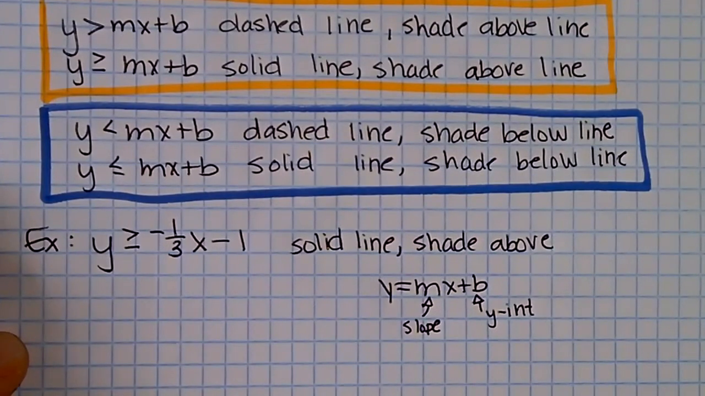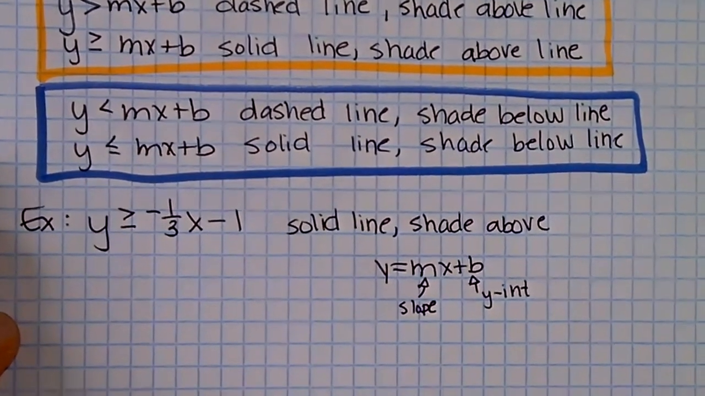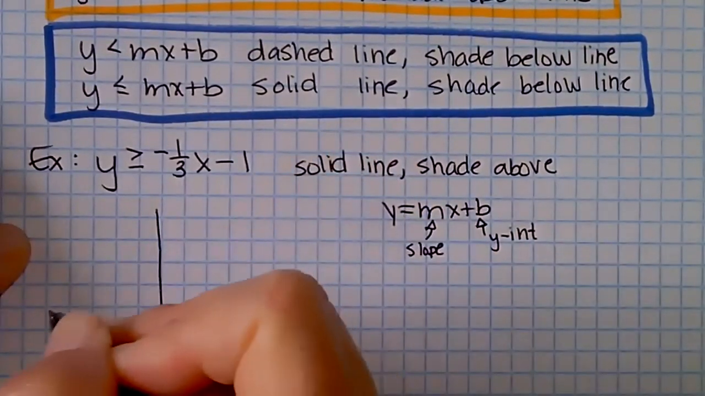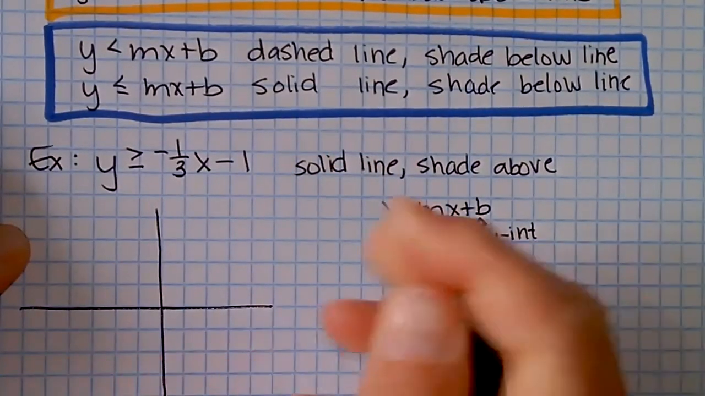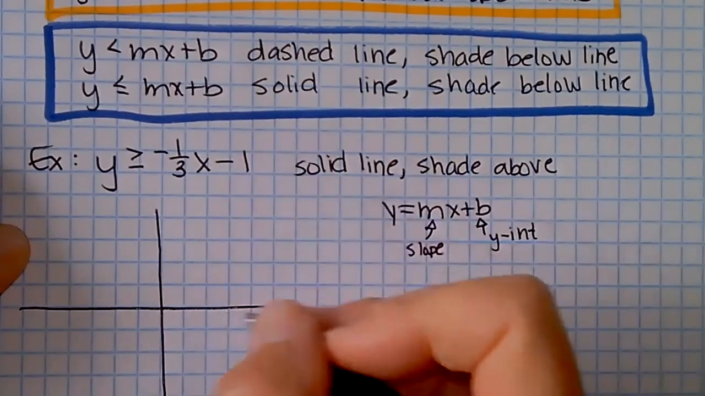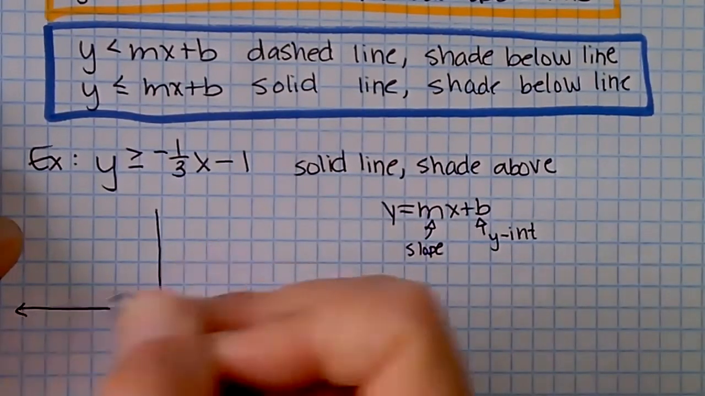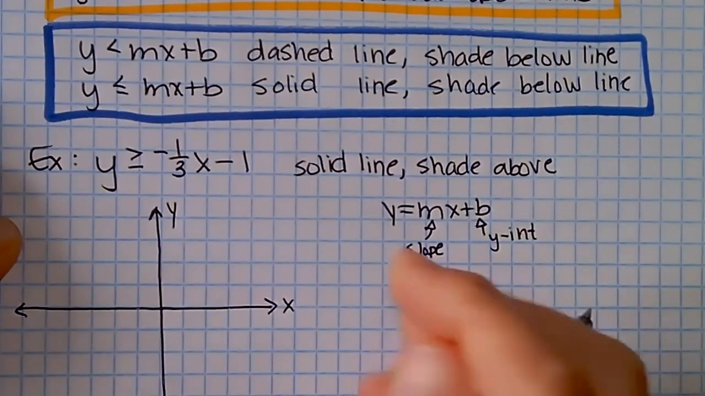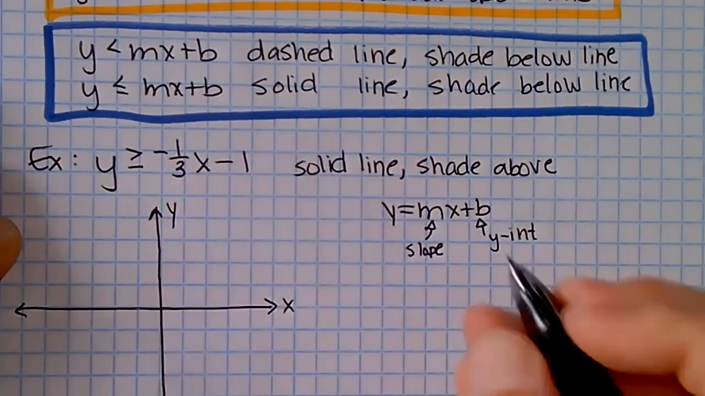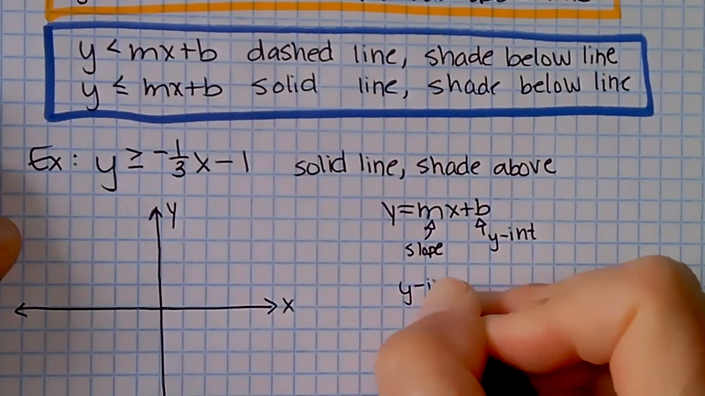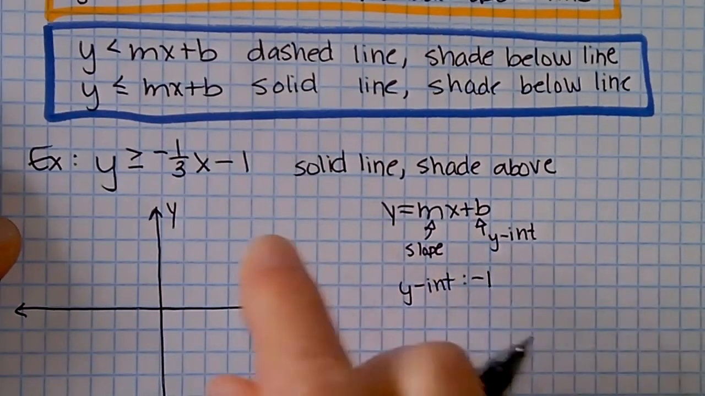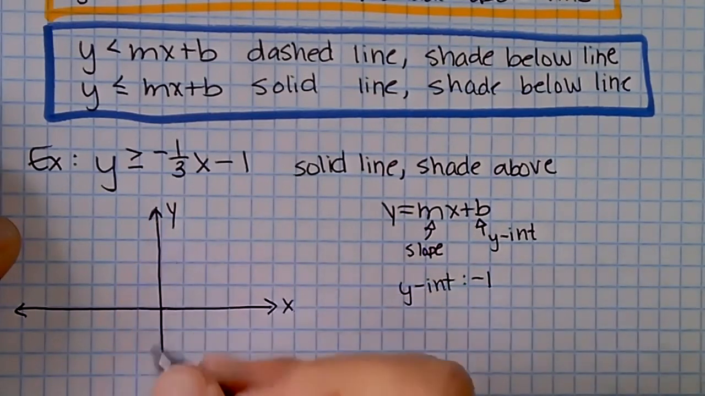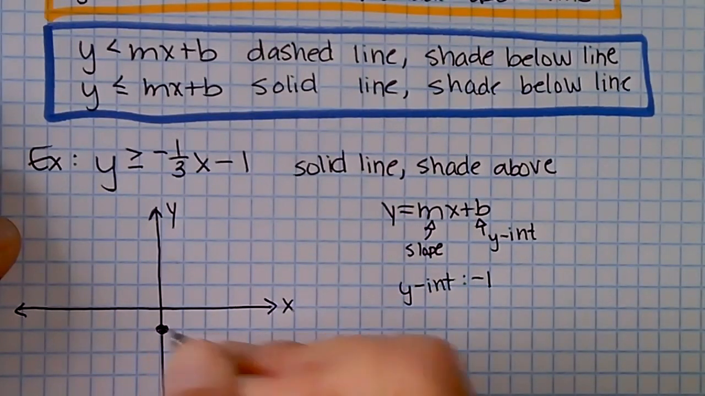So let me draw my graph here. Okay, so I need to get down to a negative 1. Just a little reminder, this is your x-axis, and that is your y-axis. Looking at this, let me identify my y-intercept is negative 1, this number here. So that means I'm going to come to my y-axis, come down to negative 1, and put my point.